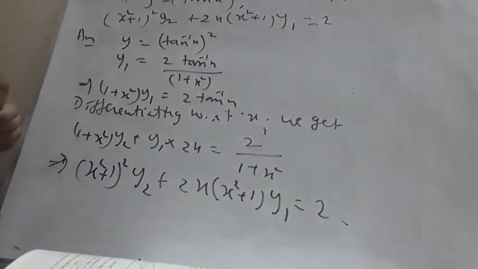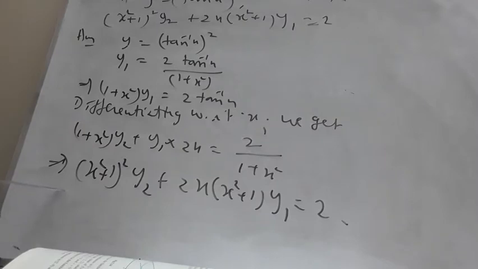That is what I am supposed to prove. I repeat, y is equal to tan inverse x the whole square. y1 is 2 tan inverse x divided by 1 plus x square, the derivative of tan inverse x being 1 by 1 plus x square. Cross multiply by 1 plus x square and proceed. Always it is easier: 1 plus x square into y1 is equal to 2 tan inverse x.